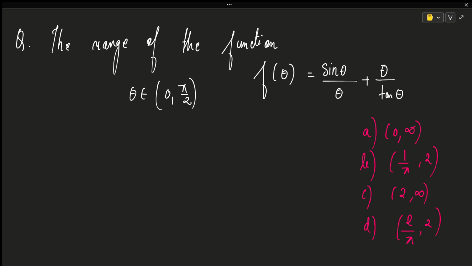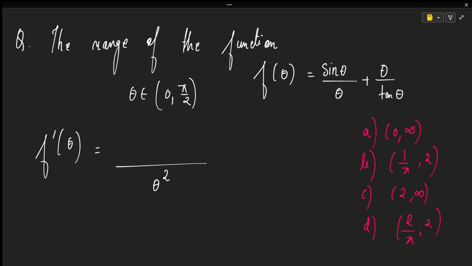And if it's a decreasing function, then at 0 plus we will have the maximum value, and at pi by 2 minus we will have the minimum value. So you see, if you differentiate this, if you find f dash theta, so sine theta upon theta, the derivative of this will be what? This will be theta square via chain rule, theta square.